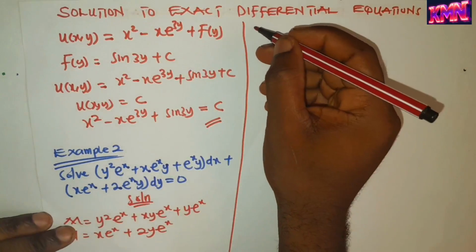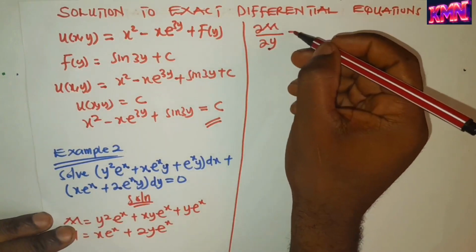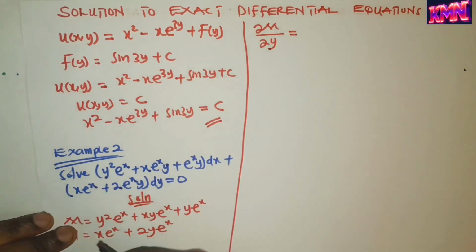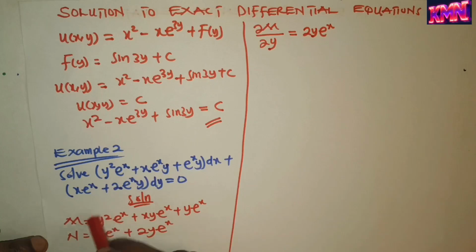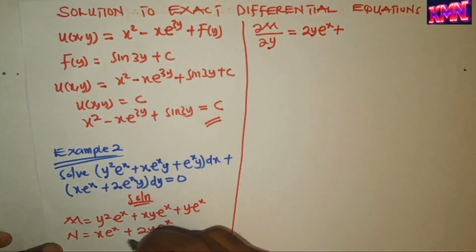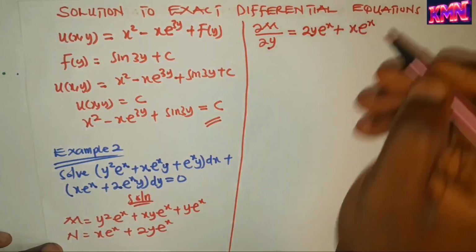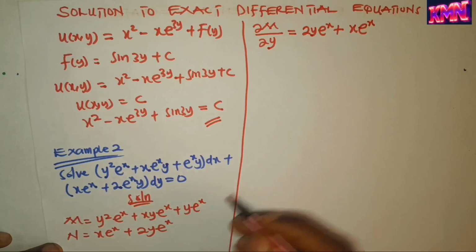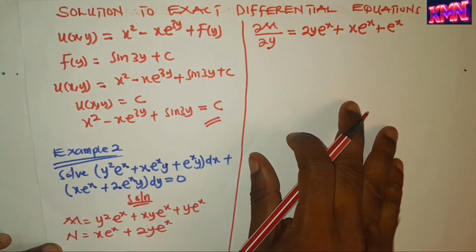Now we have to find out whether this differential equation is exact or not. In doing so, we find del M del y. With respect to y, this x acts as a constant. So we are going to get 2y e power x, plus, with respect to y, only this y, the other is a constant, so we are going to have x e power x, and then this y and a constant, so we are going to get e power x. So that is for del M del y.